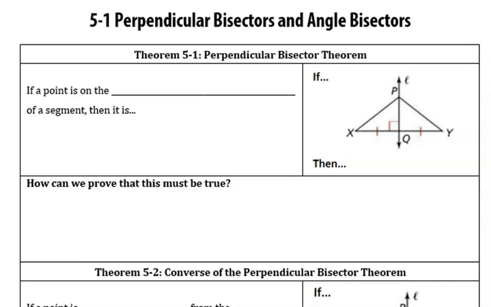And what it says is this: if a point is on the perpendicular bisector of a segment, then it is, and I'll fill that in a second. But let's first take a look at the hypothesis of this theorem, the if part, and remind ourselves what it means to be on the perpendicular bisector of a segment.